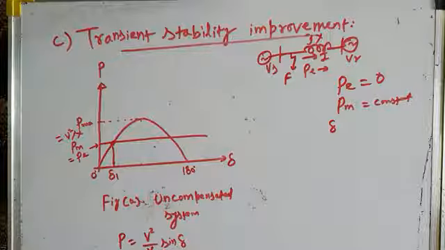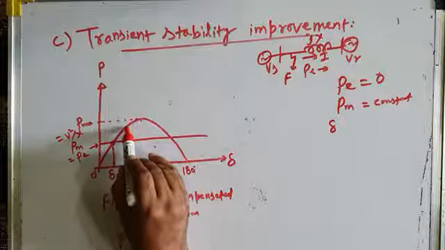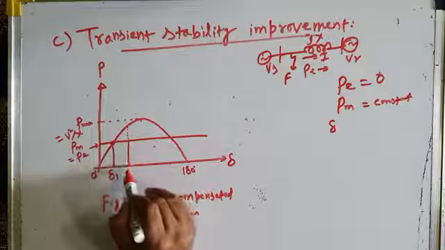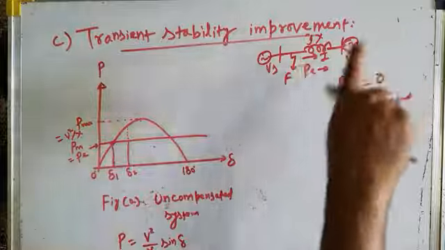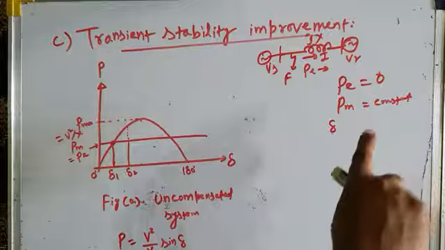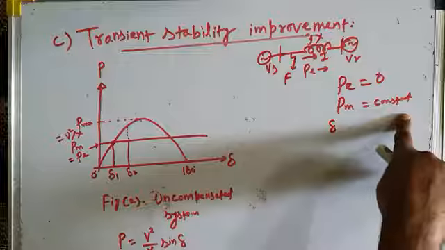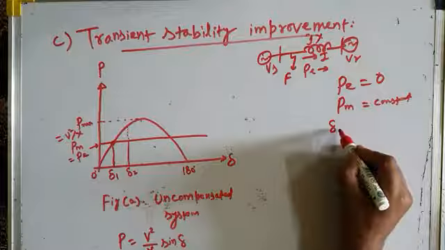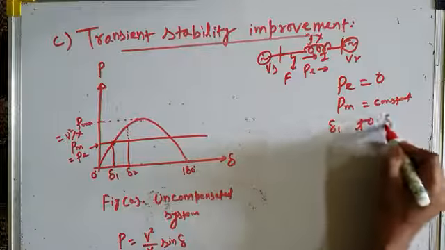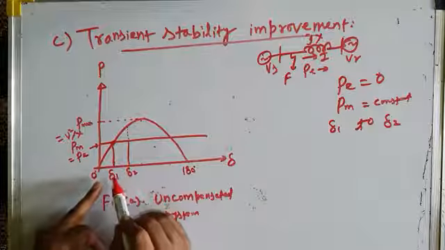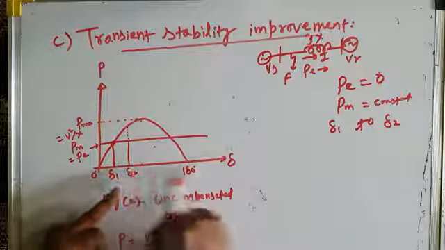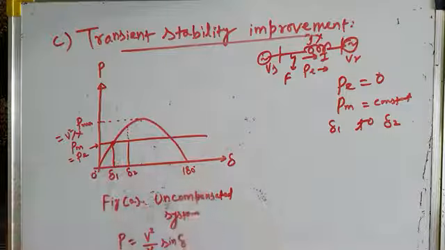And let us suppose delta increases from delta 1 to delta 2. It increases up to delta 2 because the machine is accelerating. Why is it accelerating? Because it is not supplying any electrical power. The transmission line has tripped. Electrical power output is 0, but mechanical power input from the turbine remains the same. That results in the acceleration of the machine from delta 1, and the power angle or transmission angle increases, for example, from delta 1 to delta 2. As soon as your machine accelerates and delta becomes delta 2, let's suppose the fault has been cleared. So the fault is cleared here.